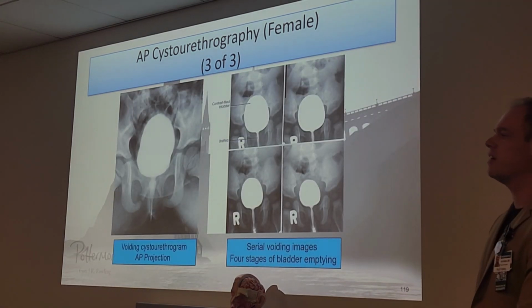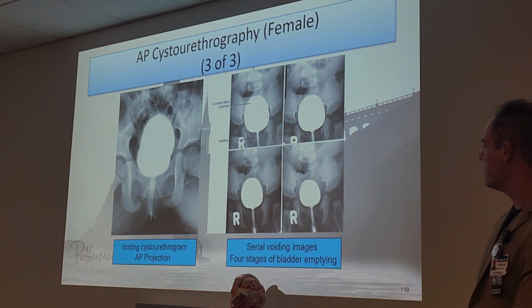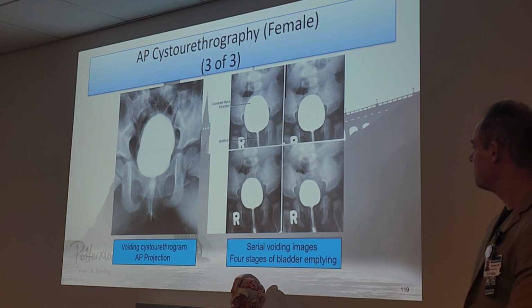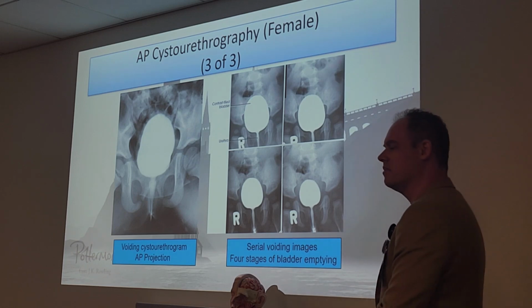And that's what it looks like right there for your female cystourethrograms. Much smaller area of interest. Bladder and urethra. Simple as that. And this is just plain APs. Like I said, the obliques would be optional for the female.